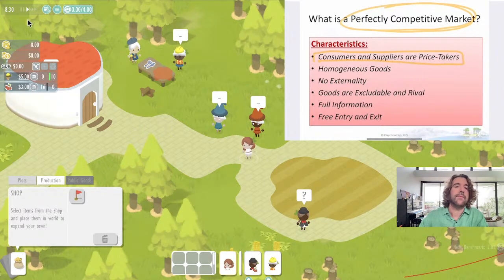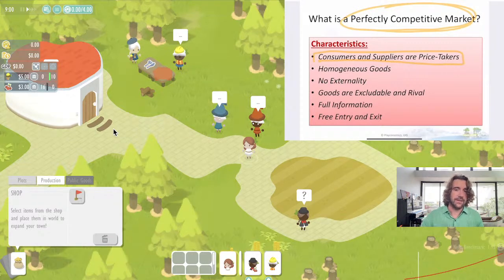For example, let me show you what I mean by that. Have a look at this price here, $5 for 1 unit of effort that a worker is putting into production, and $3 for each red berry. These prices are decided neither by the worker nor by the entrepreneur.